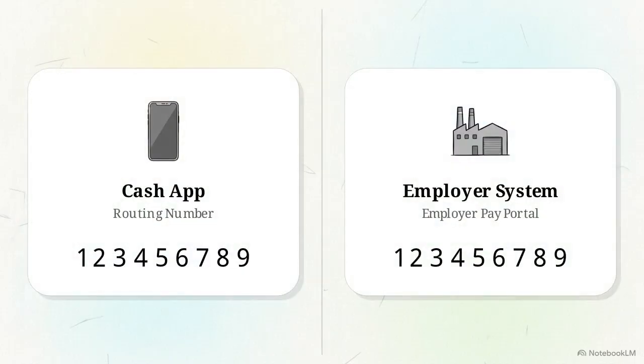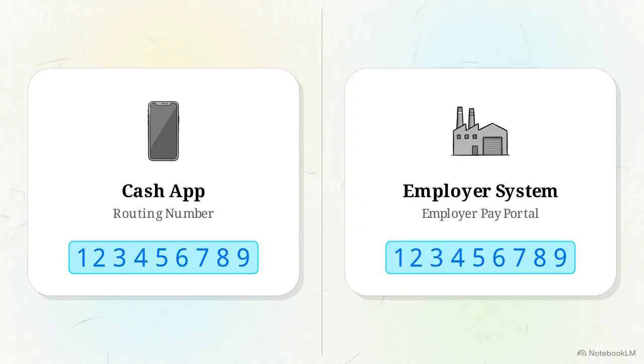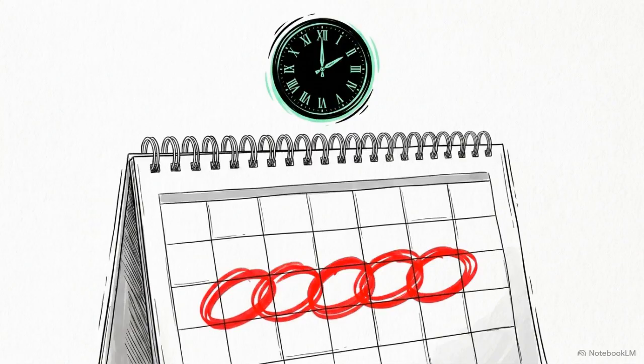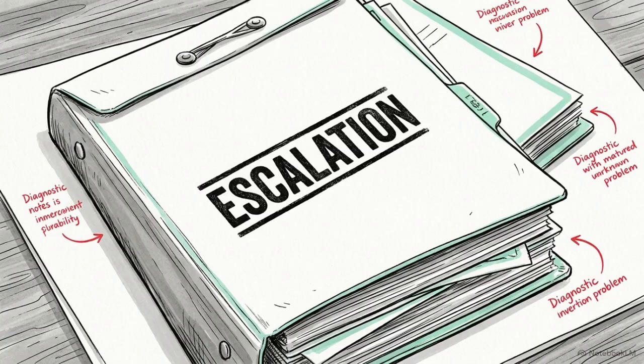This diagram illustrates the exact audit you need to perform. Compare the numbers in your Cash App on the left directly against your employer's pay portal on the right. Ensure every single digit is a one-to-one match. Even one wrong digit will cause a rejection. Perfect alphanumeric alignment between these two screens is the absolute requirement for the automated banking system to successfully route funds to your account. If your routing data matches perfectly, and it has been 3 to 5 business days past your normal payday, it is time to move to formal escalation.